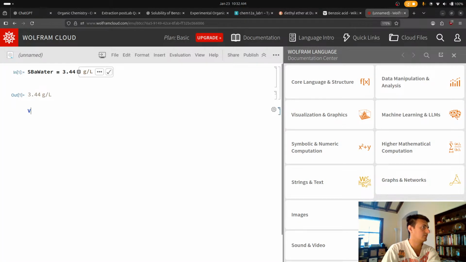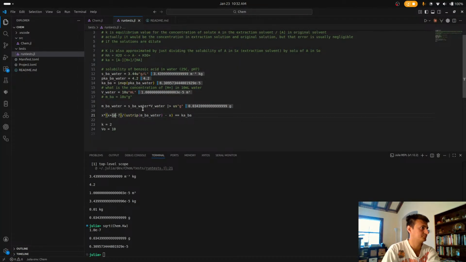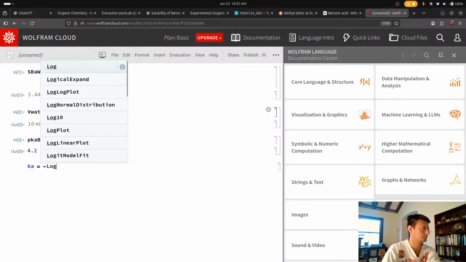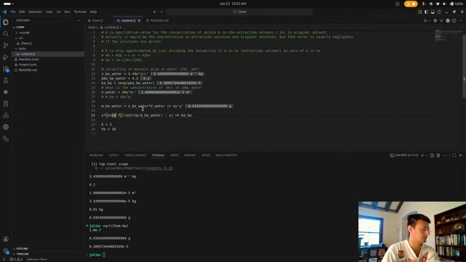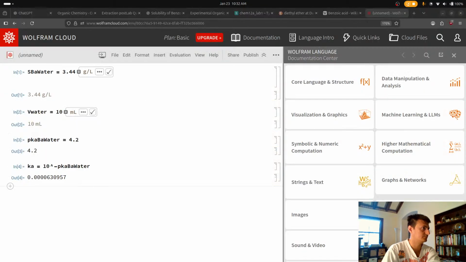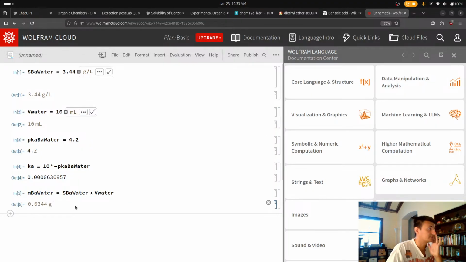Okay. Oh, no, no. 10 to the minus. Then, yeah, the mass of this is going to be equal to the solubility times the volume, which is going to be in grams or kilograms. Perfect. I like how it formats it.